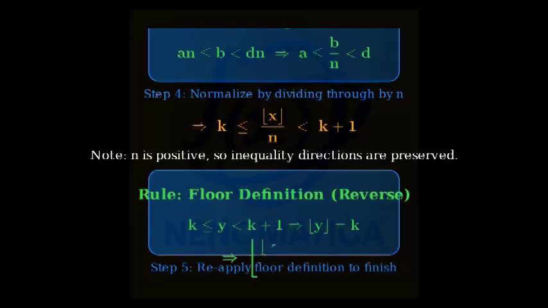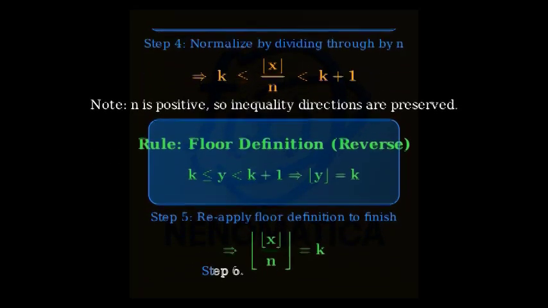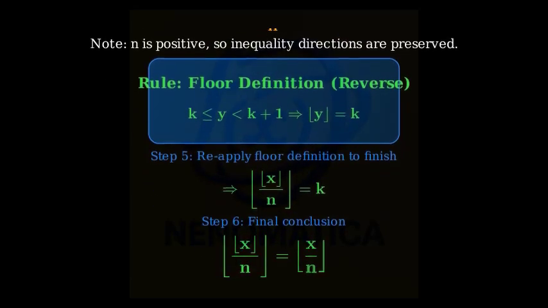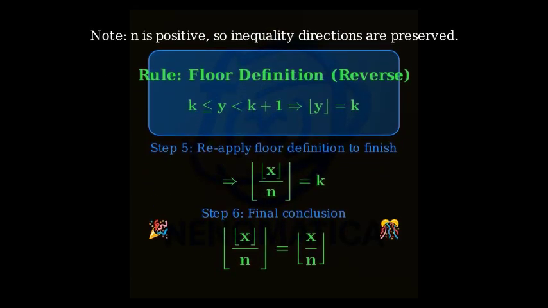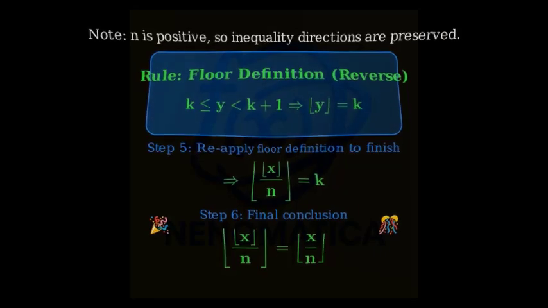Step 5. Now we apply the floor definition in reverse. If k is less than or equal to a real number, and it is strictly less than k plus 1, then the floor of that real number is k. Applying this to x over n gives the floor of x over n equals k. Step 6. We started with k equal to the floor of x over n. We just showed the floor of x over n also equals k. Therefore, the two floor expressions are equal.